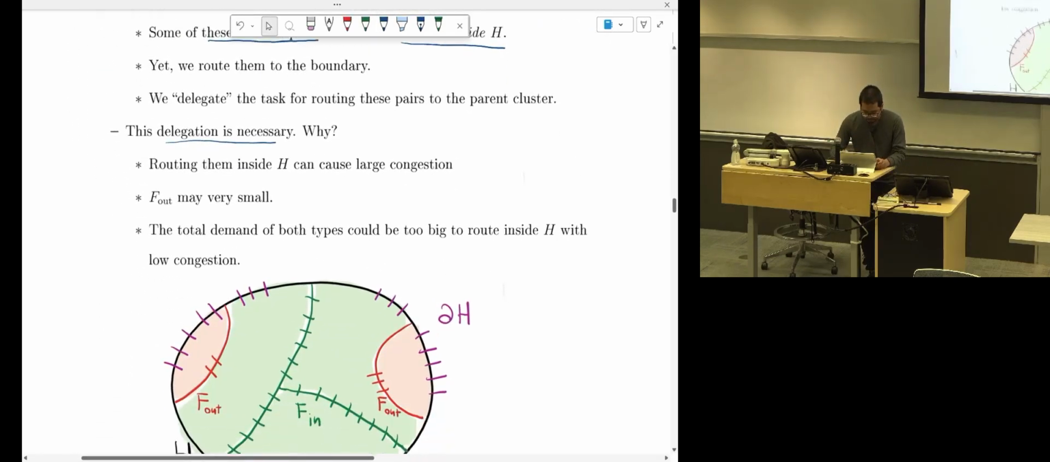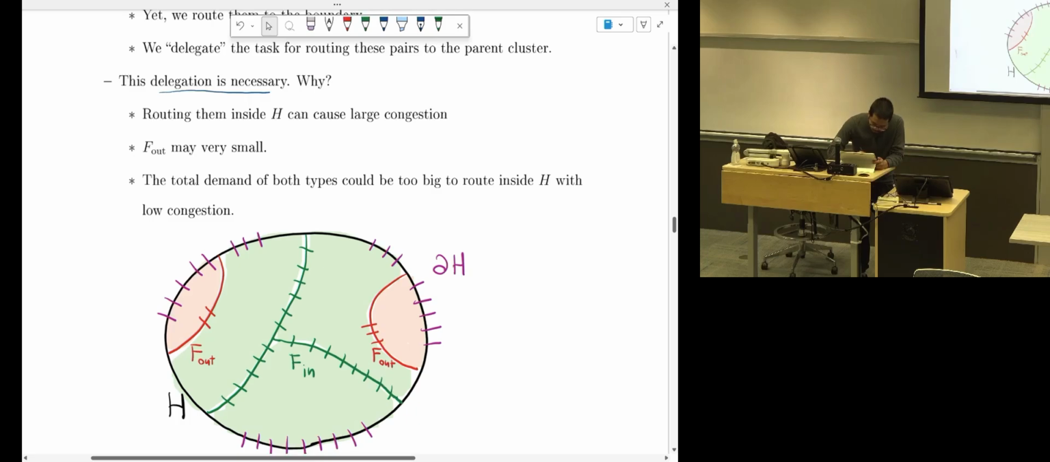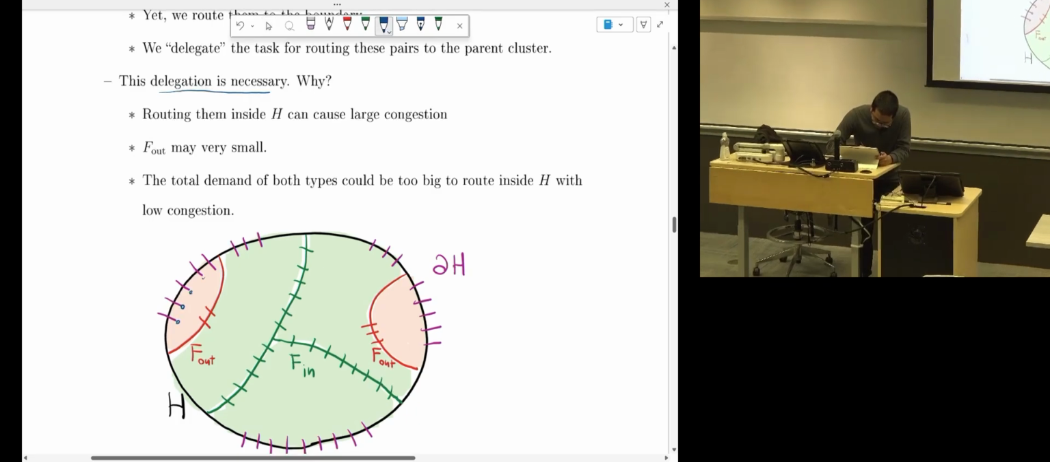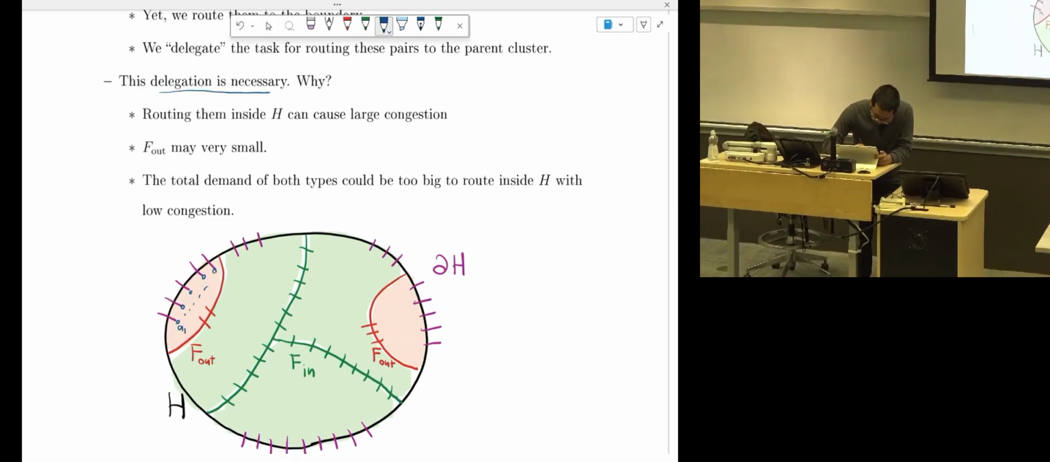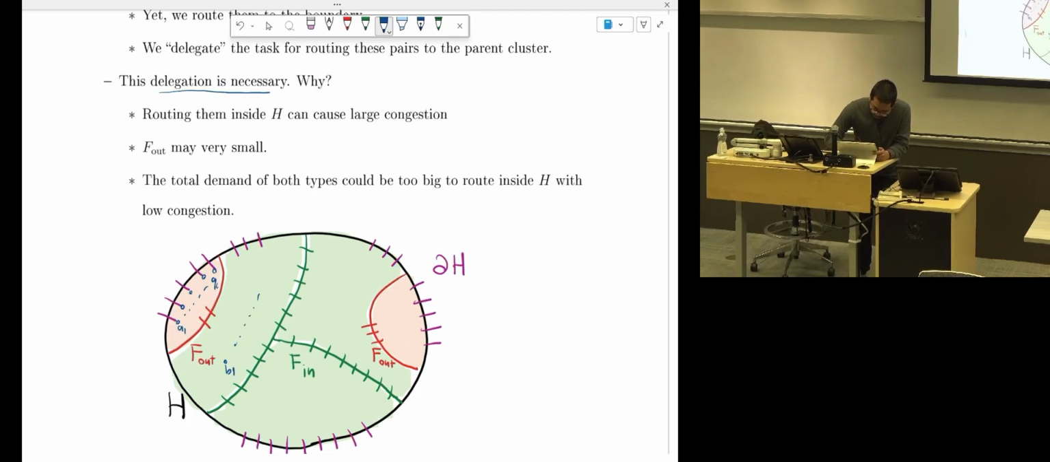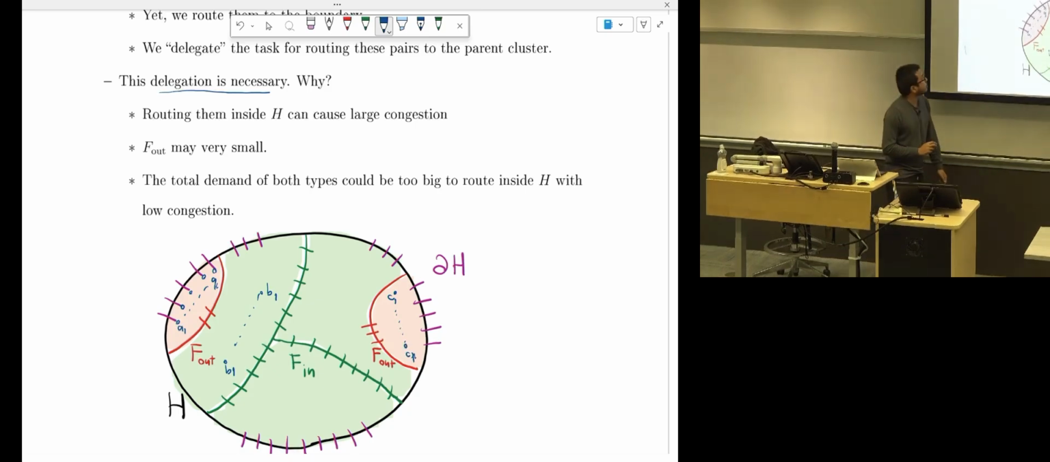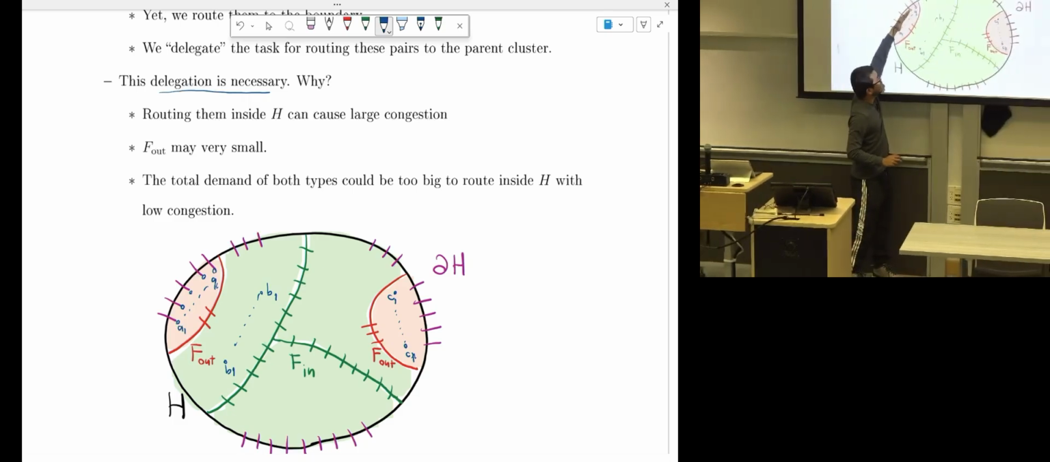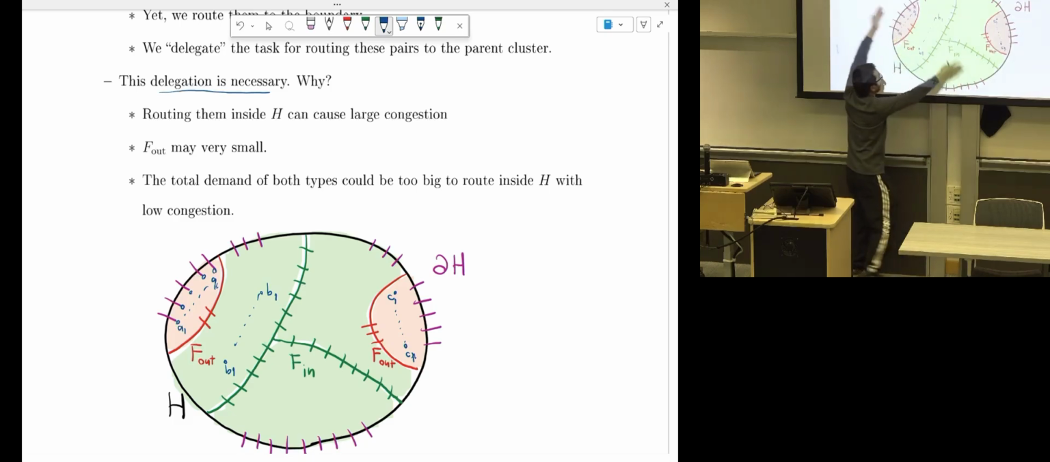Because imagine that you have maybe A1 up to AK, and maybe B1 up to BK, or maybe C1 up to CK here. Imagine that you want to route between the Ai to Bi, and you only try to route inside H. Don't even go out. The flow paths don't go out of H.